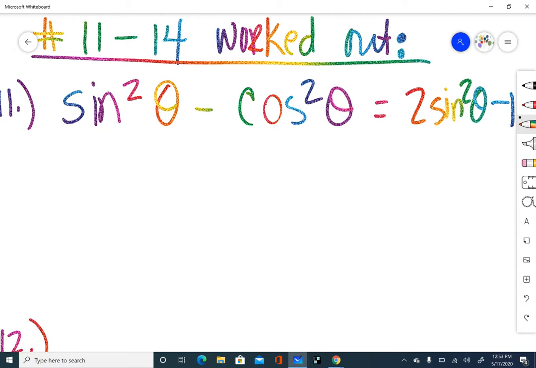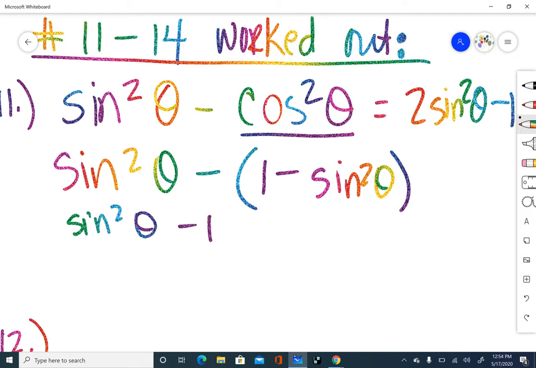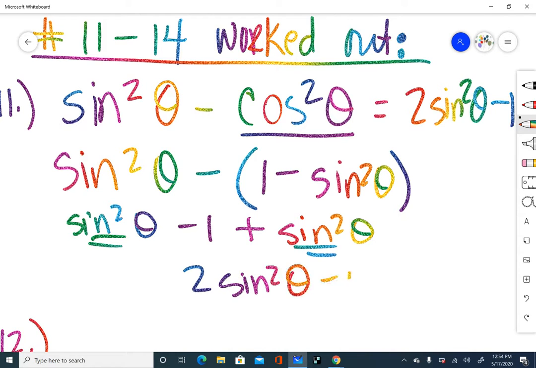All right, so if you notice, the right side is 2 sine squared minus 1, and then the left side is sine squared minus cosine squared. So I believe I'm going to change cosine squared into, but you have to put it in parentheses, 1 minus sine squared, because the right side is only with sine. So then I'm going to distribute the negative 1, so I have sine squared theta minus 1 plus sine squared theta. Then I'm going to combine these two to get 2 sine squared theta minus 1. So I prove that identity.